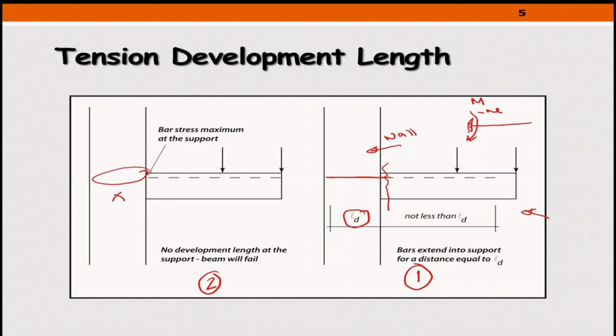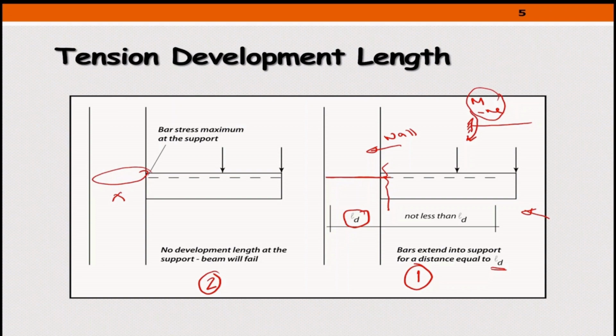The bars extended into the support, that is a wall or a column, for a distance LD here ensures that they are useful and they will be doing the job they intended to, which is resisting that moment and therefore the tension force generated in the bars at this location. They will not act this way if we do not extend the bars inside.